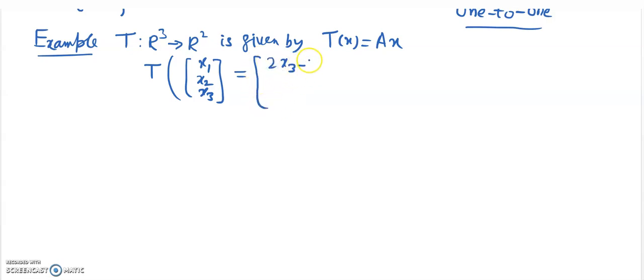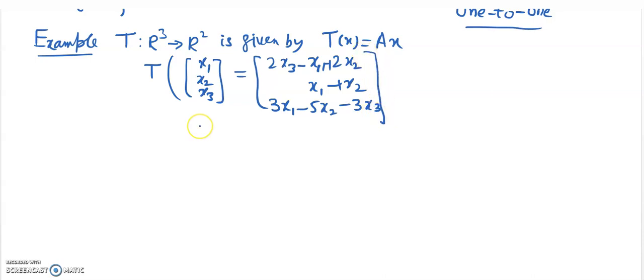2x3 minus x1 plus 2x2, then x1 plus x2, 2x3 minus x1 plus x2. Okay, so it's minus x1, and then it is 3x1 minus 5x2 minus 3x3. Okay.